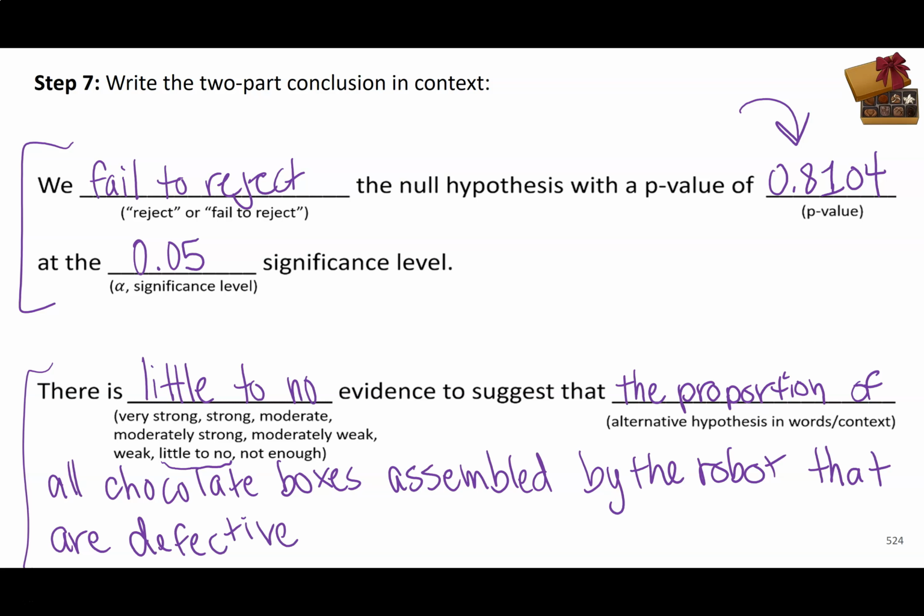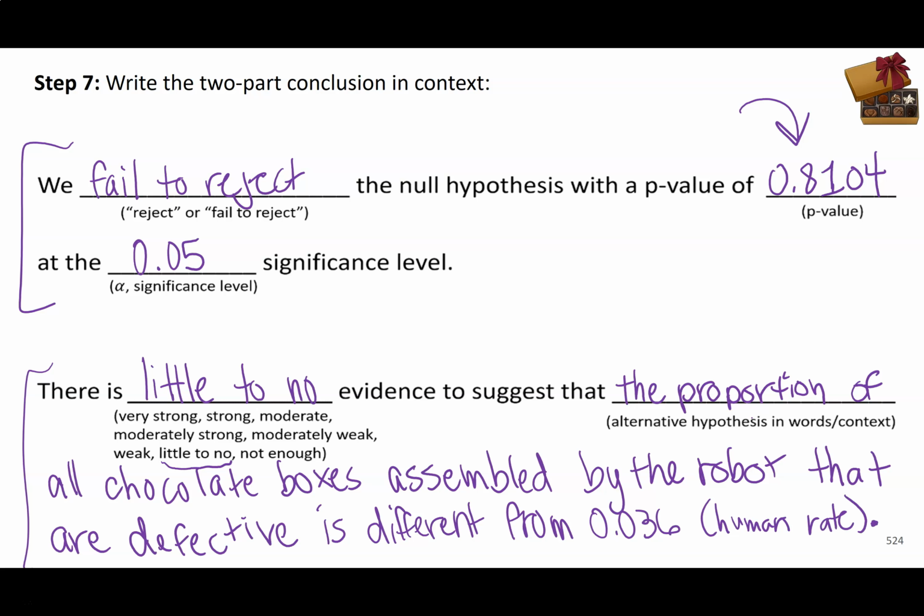And then here is where the alternative hypothesis comes into play. We wanted to see if they were different. So is that proportion different from 0.036? And in parentheses, I'm just going to say human rate. It's the human rate of boxes that are defective there. So little to no evidence to suggest that the proportion of all boxes that are defective produced by the robot is different than the human rate.